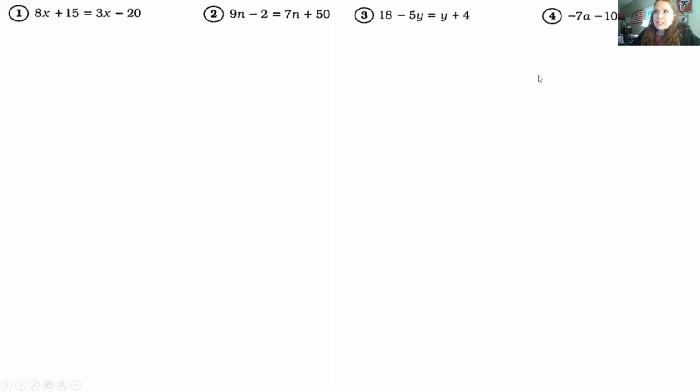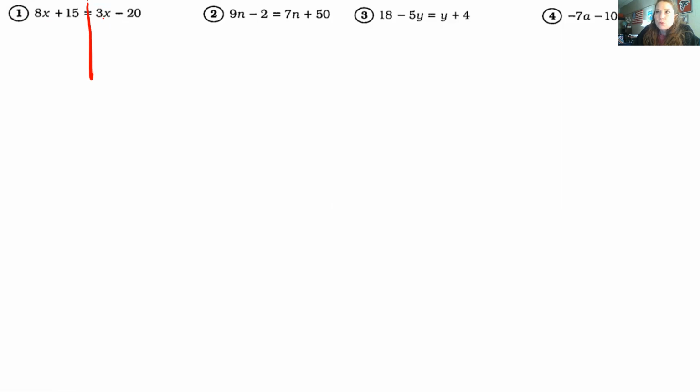Hey guys, so today we're going to look at solving equations that have variables on both sides of the equal sign. All right, so let's look at the first example up here. So let me turn on my pen. So the first thing you notice is that we have 8x on the left side of the equal sign and a 3x on the right side. Now we can't combine these terms because they're on different sides of the equal sign.